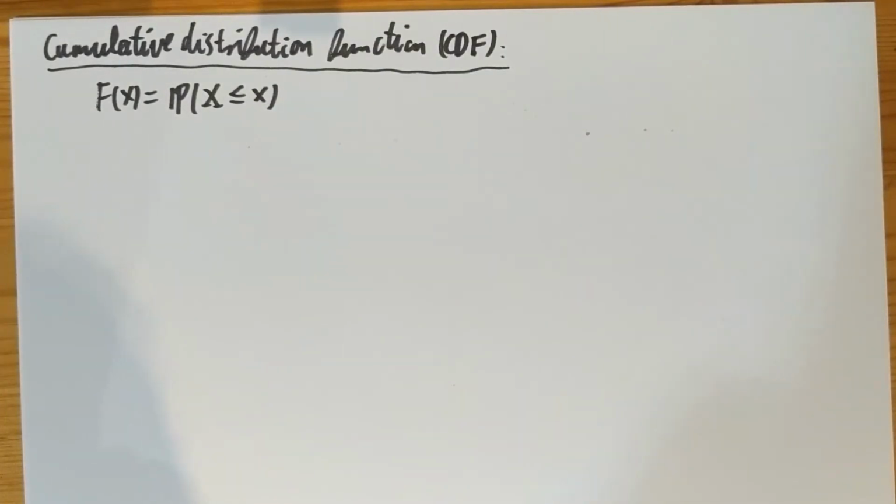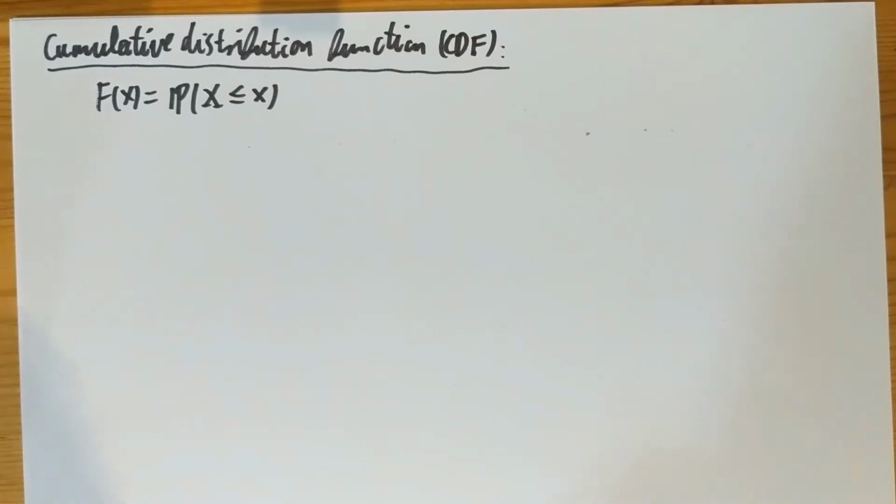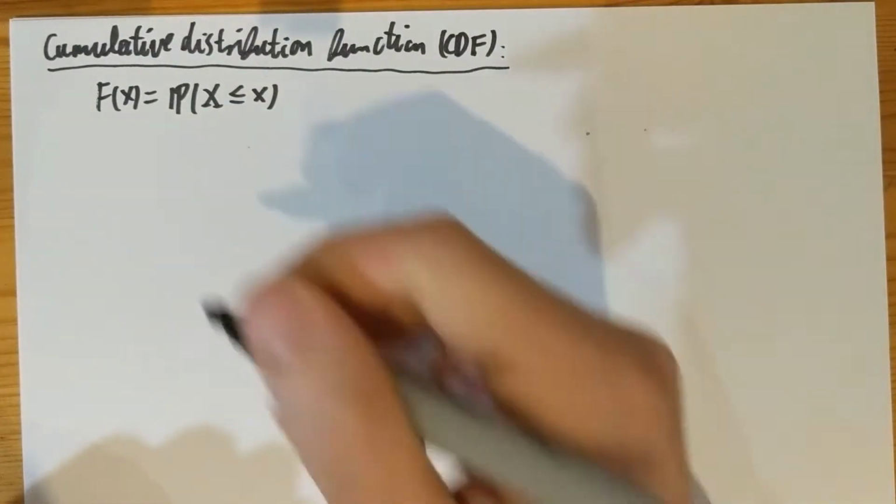For a discrete random variable, we didn't really look at the distribution function because it's much nicer and easier to work with the mass function. But for a continuous random variable, there is no other way than really to look at the distribution function and the density that's related to it.